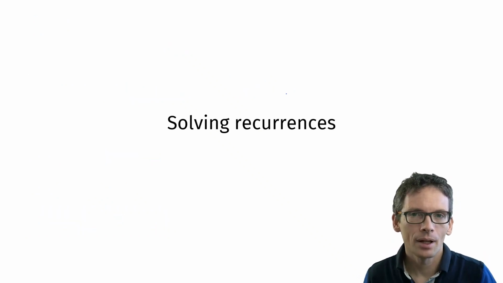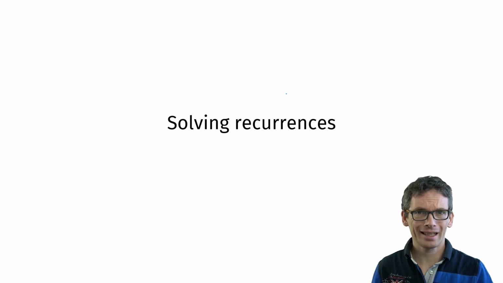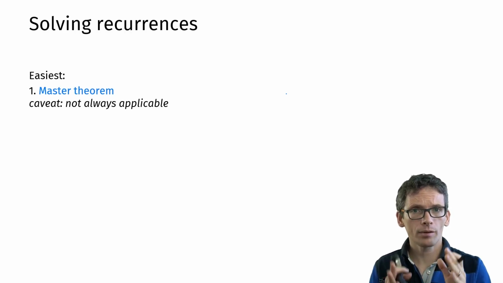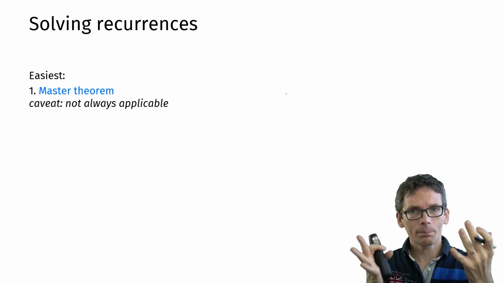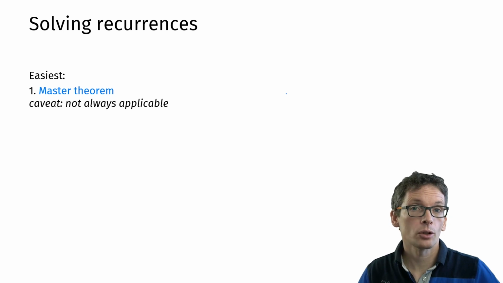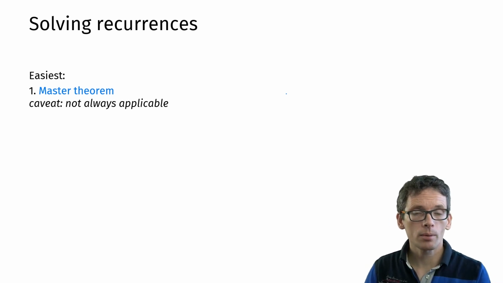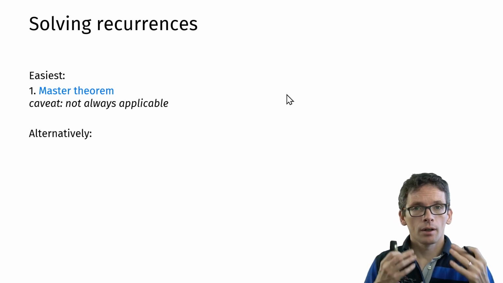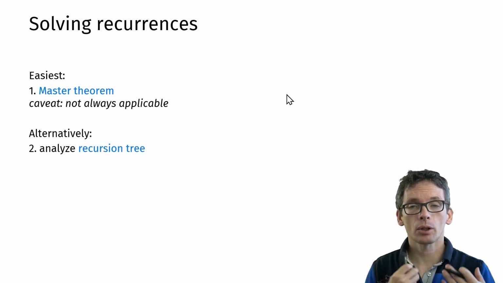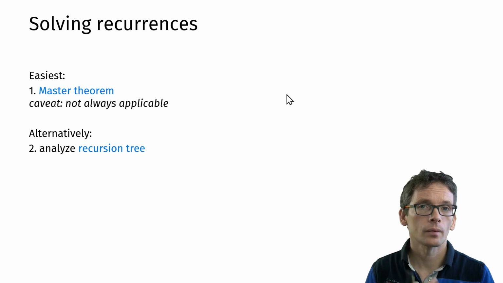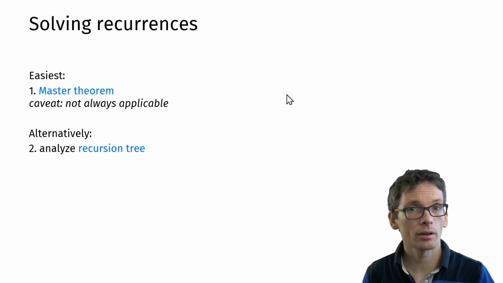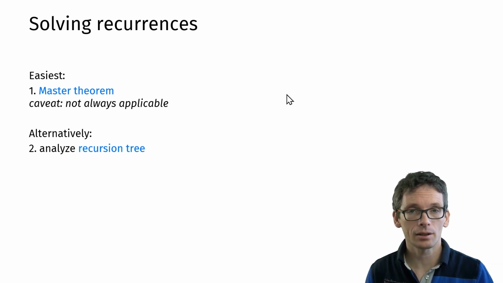Let's look at some techniques to solve recurrences. The easiest technique, or at least the easiest to apply, is the master theorem. If the master theorem applies, it's kind of a black box. It gives you the solution to the recurrence, and you're done. It doesn't always apply, so we also need alternatives. One way to solve a recurrence is to analyze the recursion tree of that recurrence, and that gives you a solution. It also gives you more intuition about why the solution is what it is.